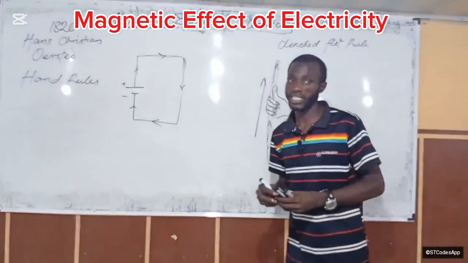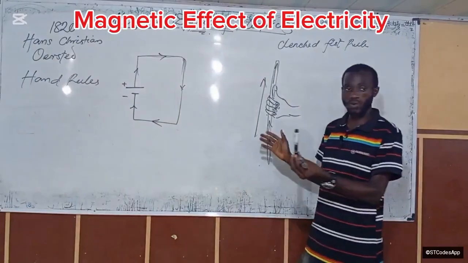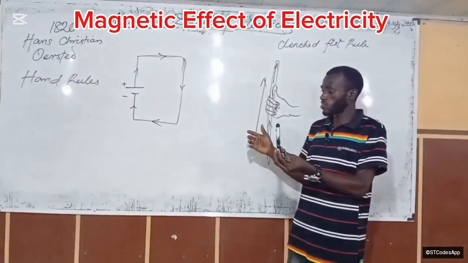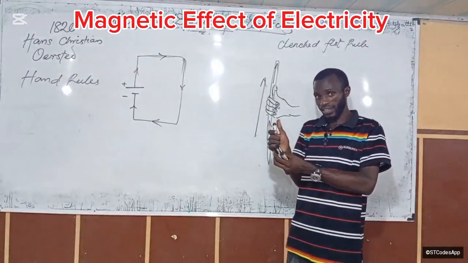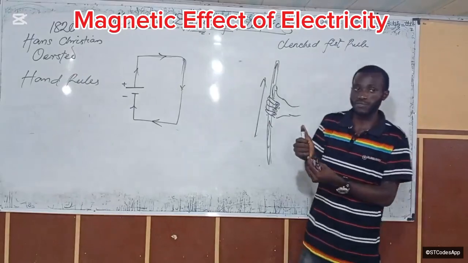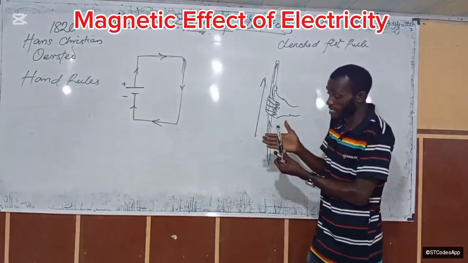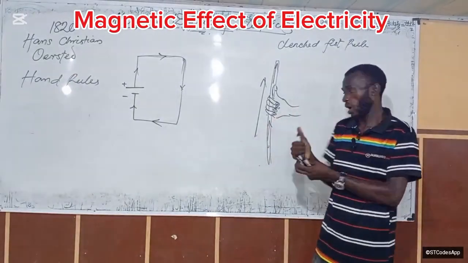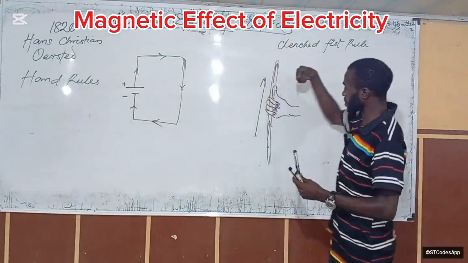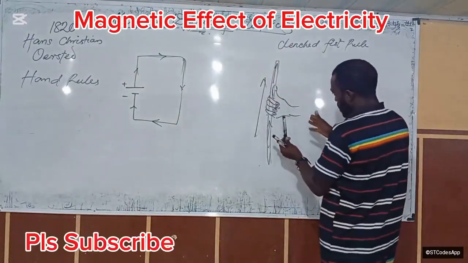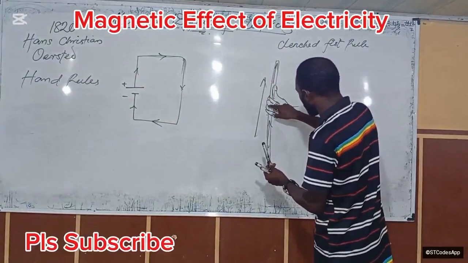So this rule says that when you wrap your hand around the wire with your thumb facing the direction of the current, the direction in which current is flowing, the magnetic field is going to be the direction of your hand that is wrapped around the wire. So it means that in this case, if current is going up, where is the magnetic field going?